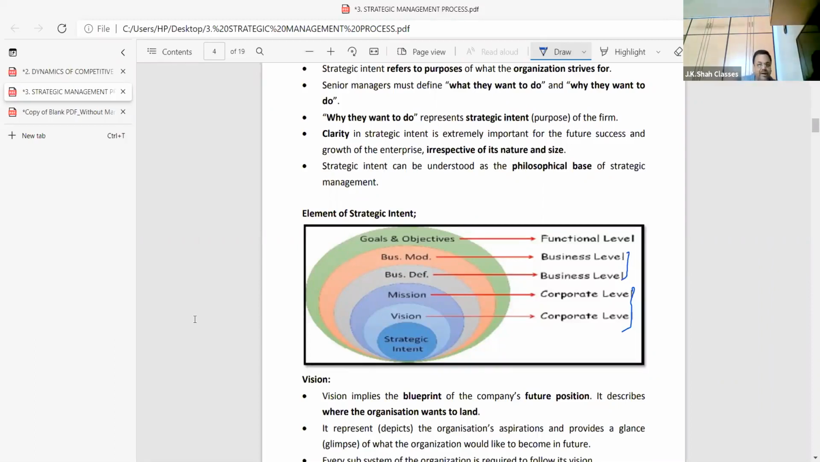The outsiders who know about the company, they know the company not because of its vision. They know the company because of its mission. Because mission is what the company is doing now, what it is doing, why it is doing that. They feel attracted towards the company because of its present performance. But the dreams of the people at the corporate level is to achieve vision.